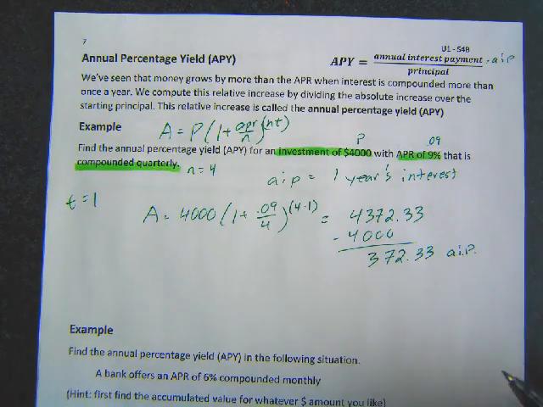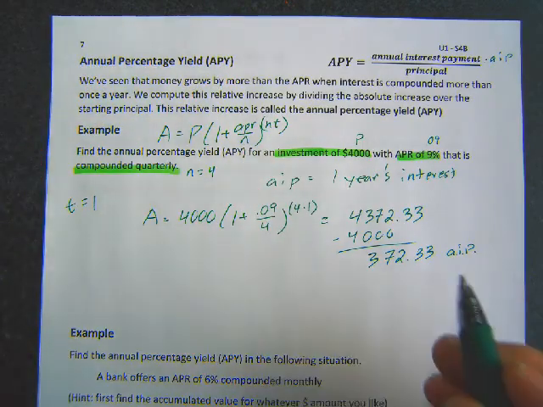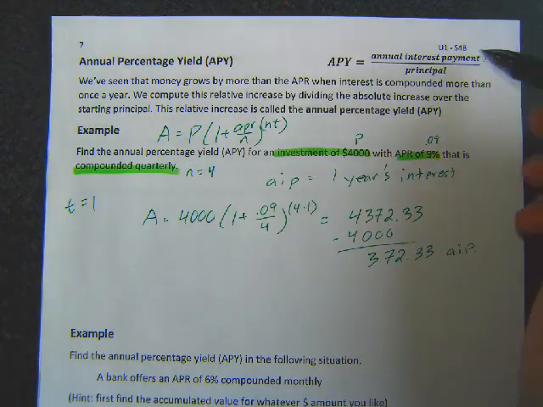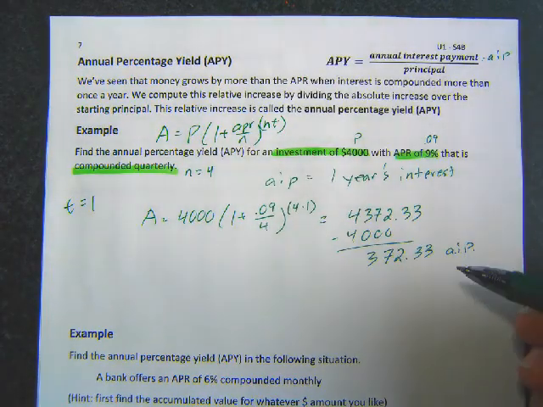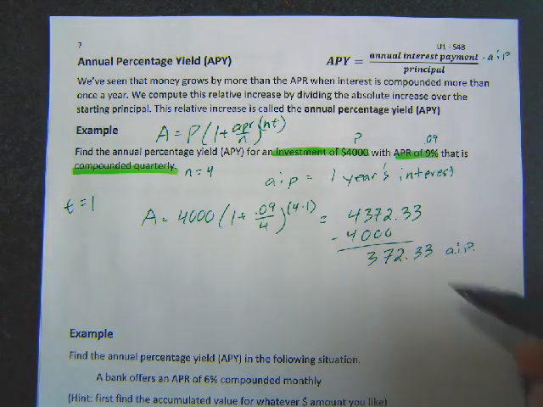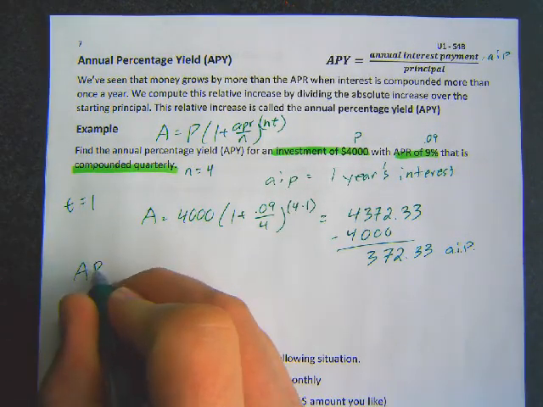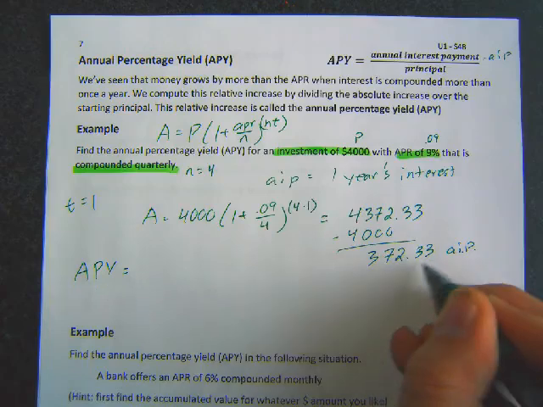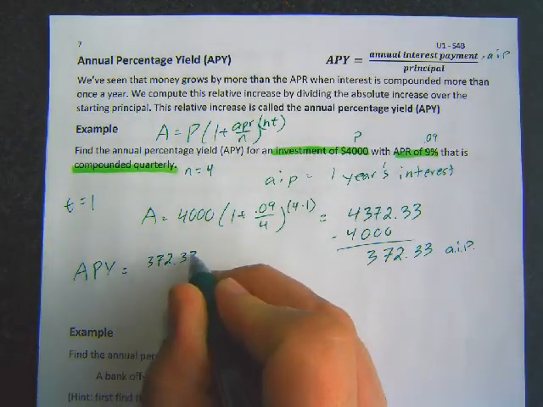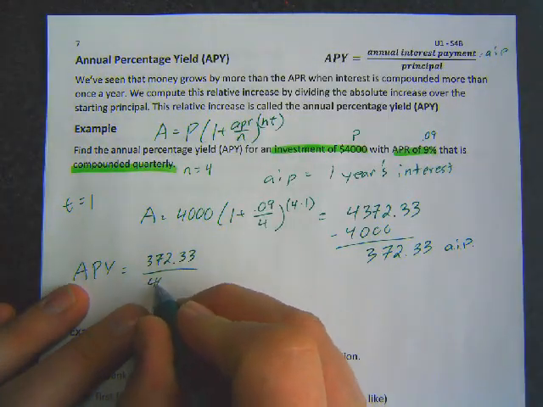So when you're doing APY, the annual percentage yield, you need to know how much interest they make in a year. And in the first year they're going to make $372.33. That's the interest made in a year. And so to find APY, we're going to take that yearly interest, that $372.33, and we're going to divide it by the original principal. We're going to divide by that $4,000.